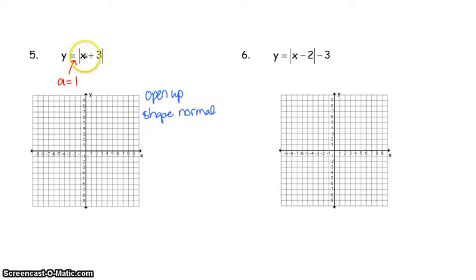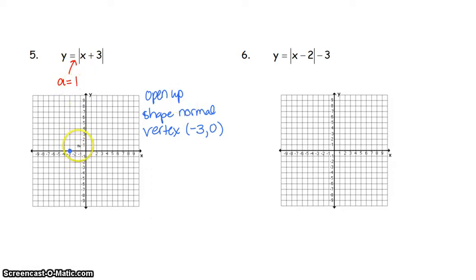This time, our change is happening on the inside, which means we're going to have a horizontal shift. So when we look at our vertex, it's no longer going to be at 0. Because it's inside of the absolute value bars, remember, it's going to be the opposite of what you think. Since we see a positive 3, it's actually going to be a negative 3. We're actually doing a horizontal shift left 3. There's no number being added on the outside, so it's negative 3, 0. So we got a vertex, negative 3, 0.